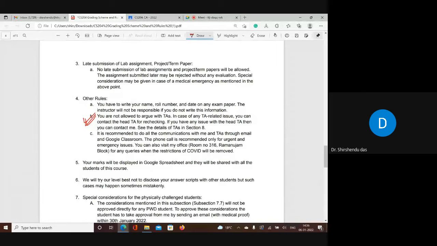This point that I'm saying here is only for issues related to TAs, like lab assignment rechecking. First you have to contact the head TA. The head TA will try to resolve it. Even after that, if it is not possible for the head TA to resolve it, then only you can contact me. Otherwise it will be very difficult for me to manage the requests of 100 students. So you have to follow the policy.